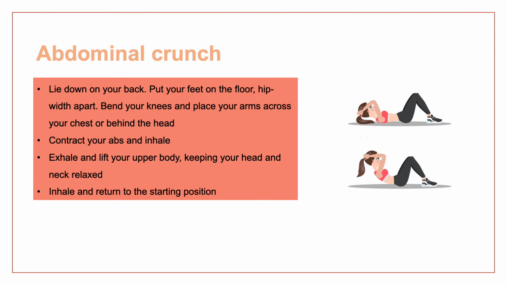Next is abdominal crunch. First, you need to lie down on your back, then put your feet on the floor. Bend your knees and place your arms across your chest or behind the head. Then contract your abs and inhale. You lift your body as you exhale, then return to its starting position. Abdominal crunch exercise strengthens the abs. Strong abs alleviate pressure on your back and support proper posture.